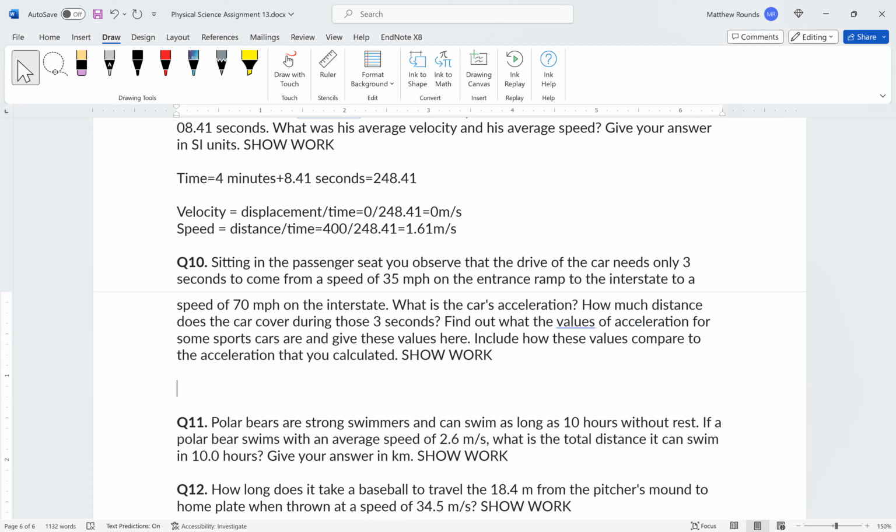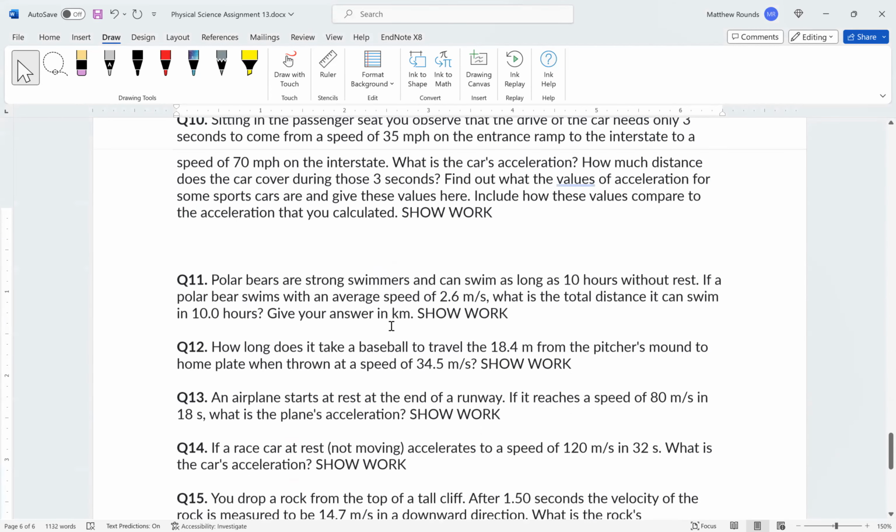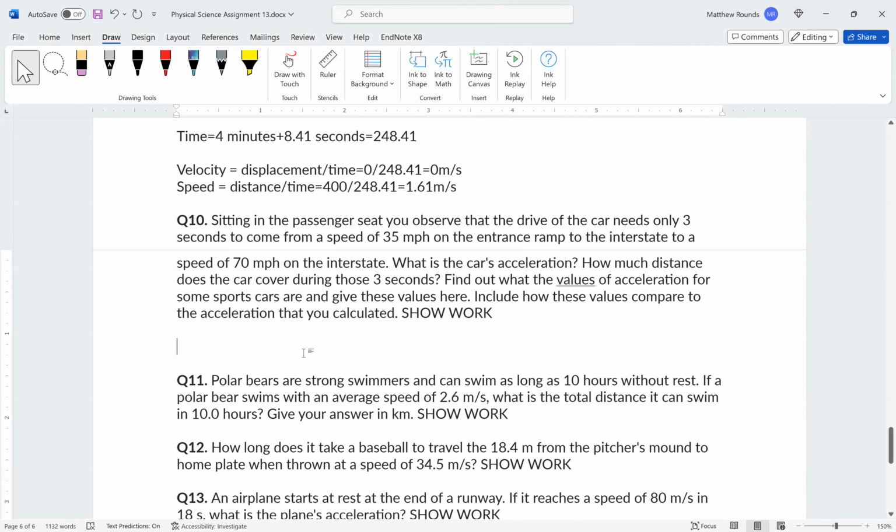All right, so got some more questions here. You'll see this again in physics. A lot of physics students struggle with this. It's like hard math.